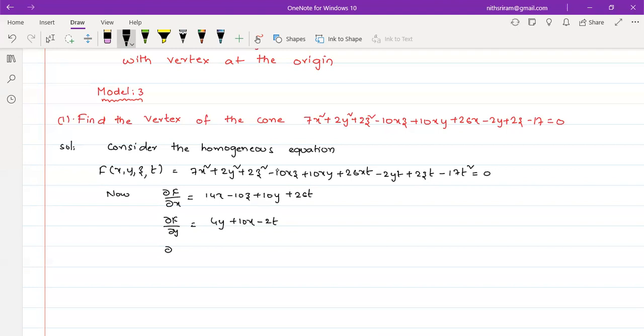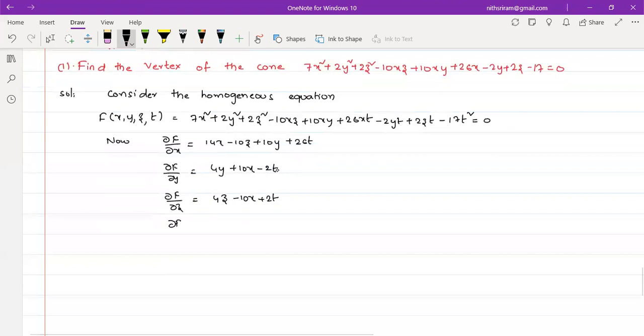Okay. After that, we have to find dou f by dou z also. This is equal to, with respect to z, we get 4z minus 10x and plus 2t. So we are having three z terms, so we have to find derivative for those terms only. Remaining all other terms are constants. Okay. And finally, we have to find the derivative with respect to t also. Dou f by dou t. So coming to the t, we get 26x minus 2y plus 2z minus 34t. T square derivative is 2t, so that we get minus 34t.